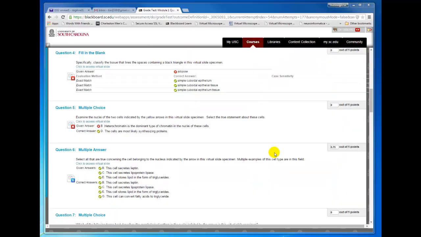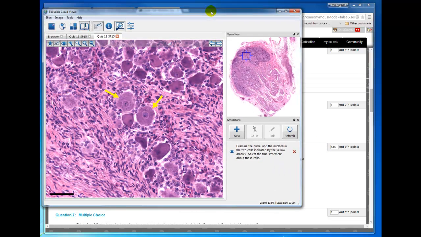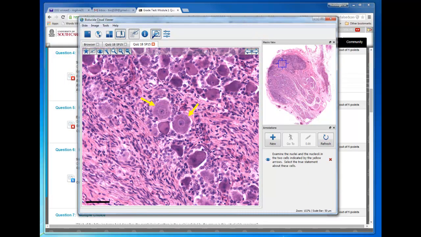And here's a question that refers to your understanding about euchromatin and heterochromatin and what you can predict about the function of a cell. So you're asked to examine the nuclei of two cells indicated by the yellow arrows in this virtual slide specimen and select the true statement about the cells. Well, this is the specimen as you would have seen it when you first clicked on the link.